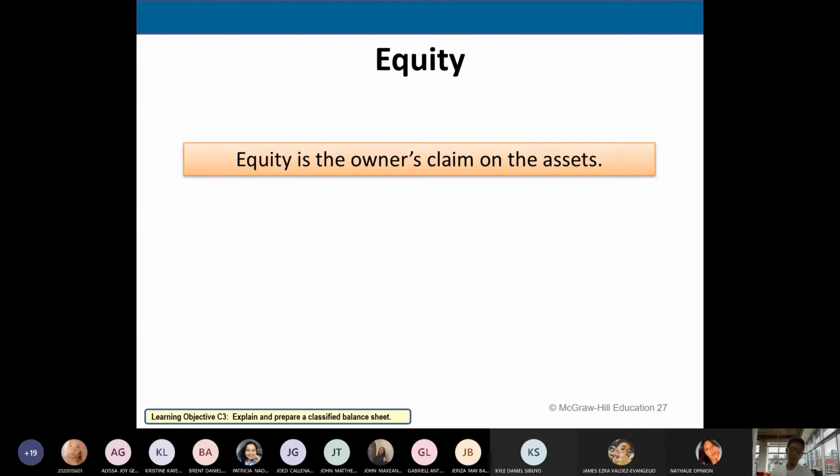Equity is the owner's claim on the assets. Tama? Dito natin specifically, this represents the ending balance of the owner's capital account. No? Dito natin kino-close ang revenues, expenses, and the temporary account na drawings or withdrawals.